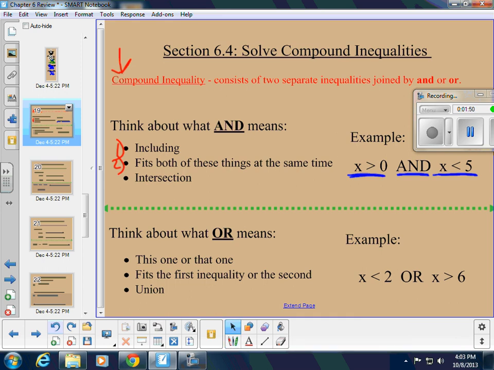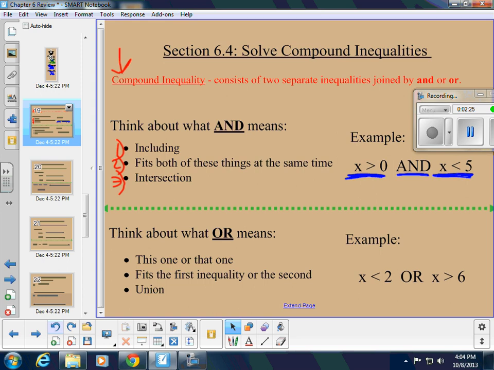It has to fit both of those criteria at the same time. Again, like I have here, thinking about Venn diagrams, it's the intersection of those two things, where things overlap, or solutions that fit both of those things individually. So if I try to think of solutions that are greater than 0 and at the same time less than 5, I can think of numbers like 1, 2, 3, 3.5, 2.1, any numbers that are in between 0 and 5 are solutions in this case, because I have to have numbers that fit both of those situations when I'm talking about and.